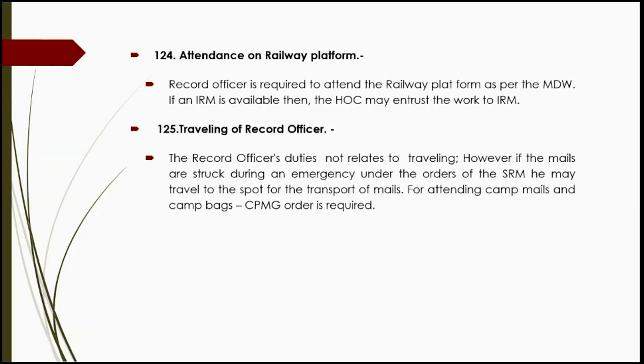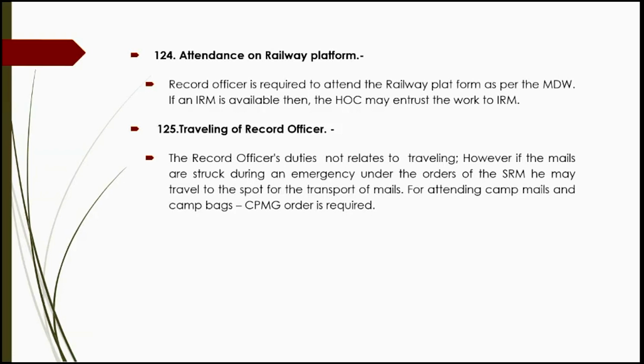If required by the MDW, then the record officer has to attend the railway platform as per the prescriptions in the MDW. If an inspector of RMS, an IRM, is available, then the HOC, meaning the head of the circle, the chief PMG, instead of directing the record officer to attend the railway platform, can assign that work to the inspector of RMS, which is the IRM.